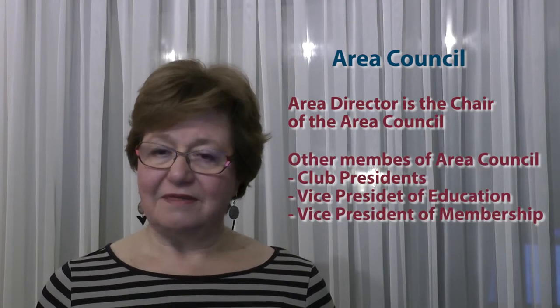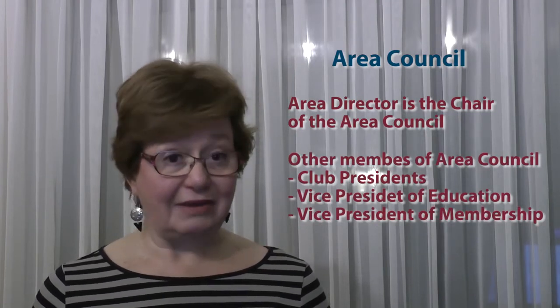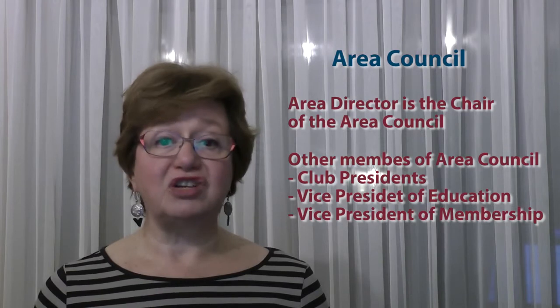The area director is a member of three different teams. Number one, the area council. The area director is the chair of the area council. The other members of the area council are the club president, the vice president education, and the vice president membership of each club in the area. The area council discusses, designs, and implements the program for the Toastmasters year, and this is called the Area Success Plan.